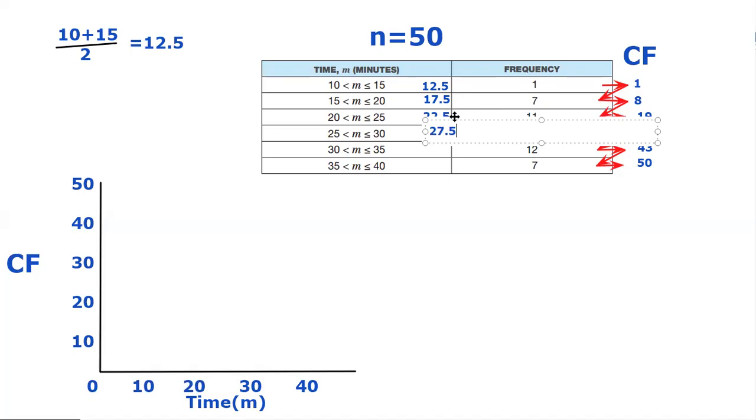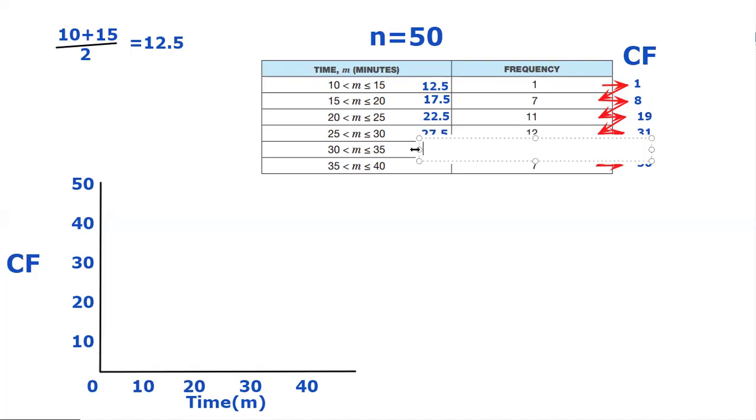27.5. And then the next one will be 30 and 35, which is 65. 65 divided by 2, it's 32.5. And then the last midpoint here, we have 35 and 40. So it's 75. 75 divided by 2 is going to be 37.5. Now, we found all the midpoints here.